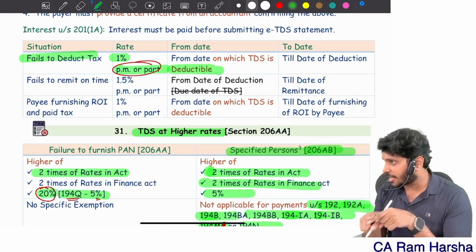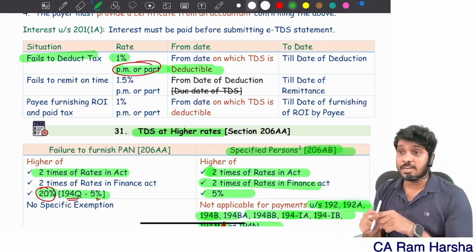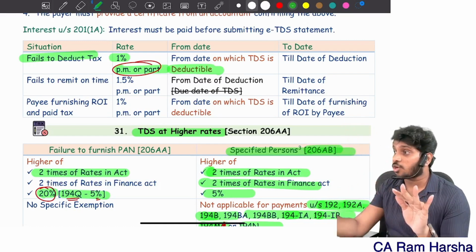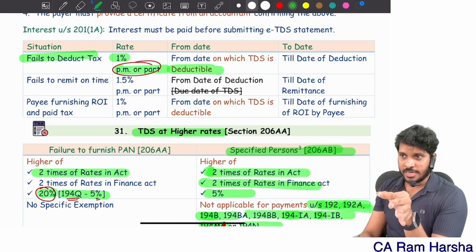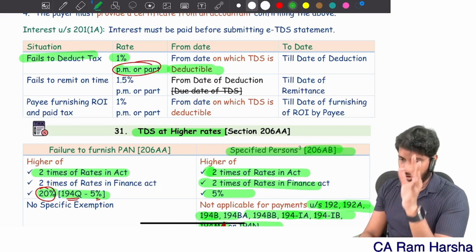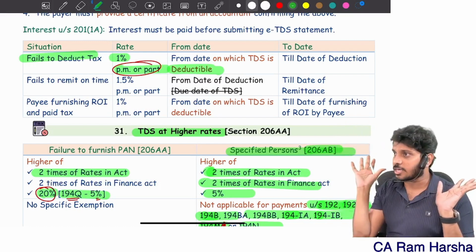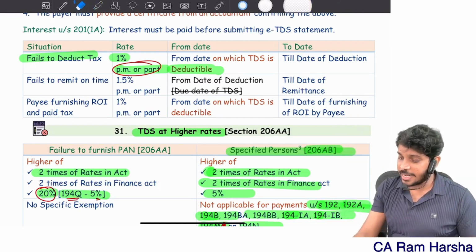Total 8 months will apply. Yes or no? Don't calculate it as month meaning 7th of this month to 6th of next month, one month. No, that's not how it is to be calculated. June month you deducted, and there are only 10 days in the June month, but the full month you will consider. January 5th you deducted ultimately, so January also you will consider. Yes or no? 1% till the date of deduction.